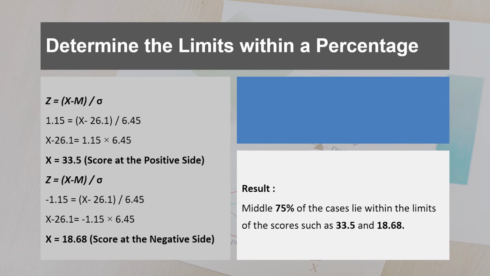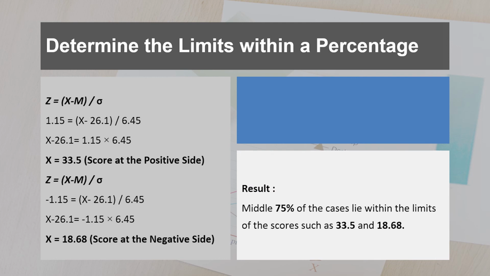Okay. And equally on the negative side, you have the z value of minus 1.15, which is equal to x minus 26.1, where 26.1 is the mean and x is the individual score, divided by 6.45, the standard deviation. Just simplify it. So you will get the value of x as 18.68. This is one of the scores on the negative side. So in the result we can say that the middle 75% of the cases lie within the limits of the scores 33.5 and 18.68. So one limit or one score is 33.5 and the other score is 18.68. So these are the two limits.